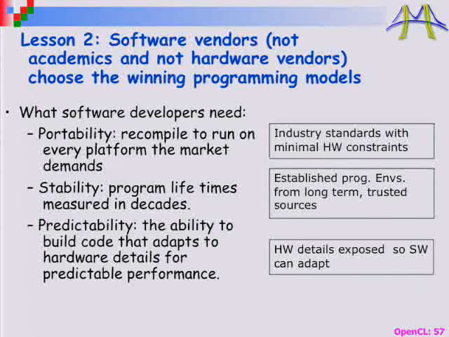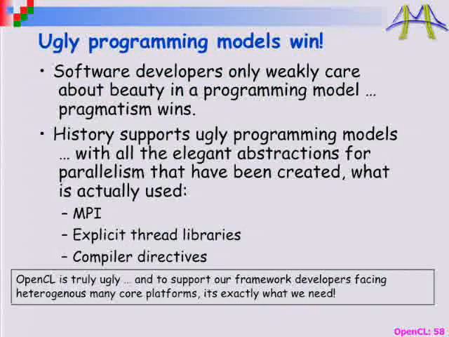Program lifetimes are measured in decades, not the 2-year or 1-year life cycle of GPU turnover. And then it needs to be predictable. If the hardware changes, if you need to change the software too much to use a new piece of hardware, it's going to be really difficult to use any of it. So we need an ugly programming model that is platform portable, and it has to be very pragmatic.